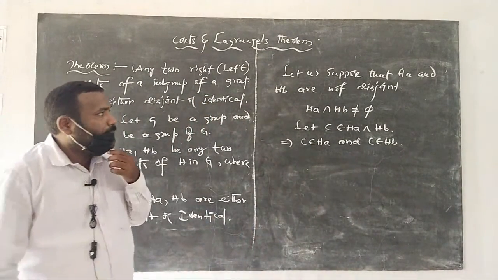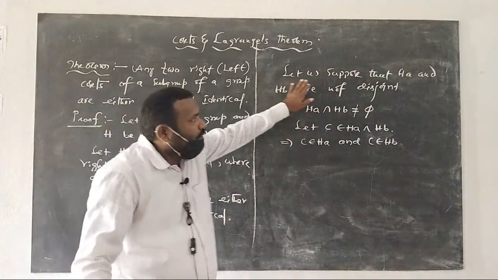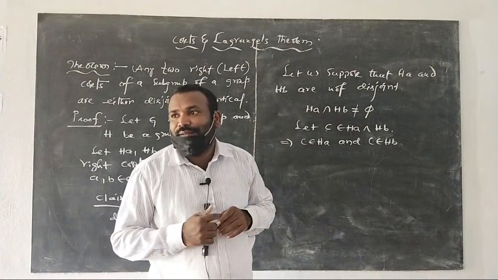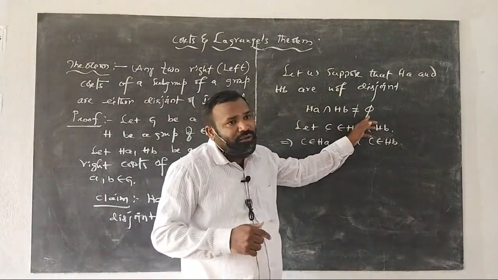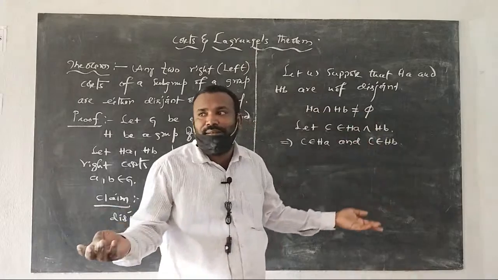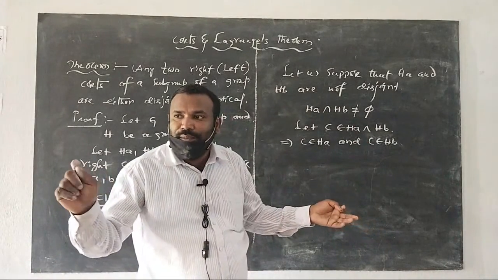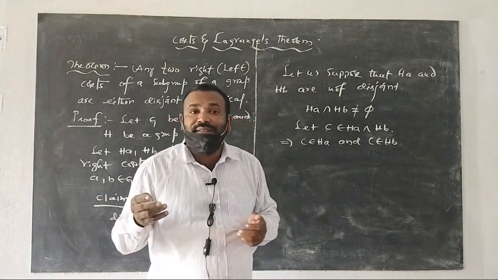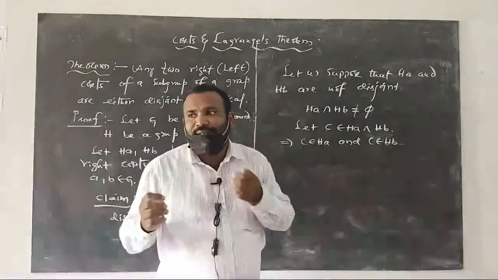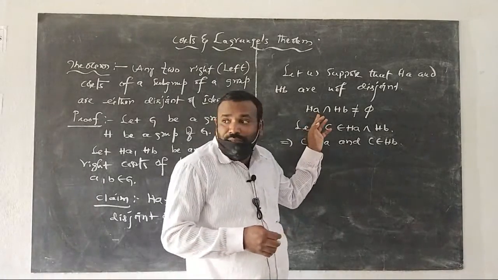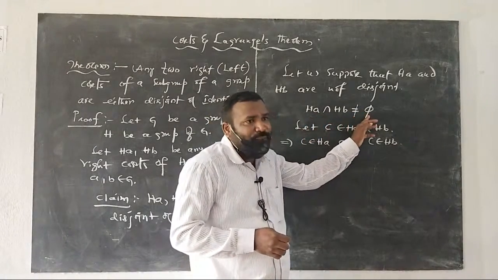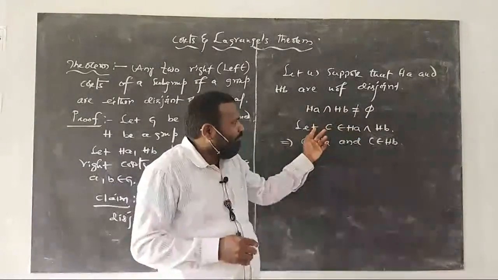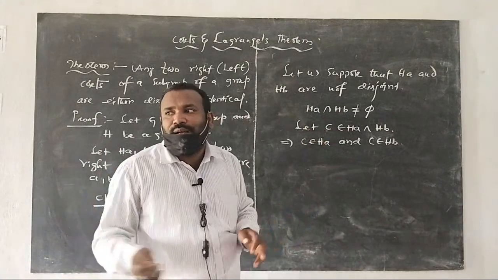Okay, so we started with HA and HB are not disjoint, so their intersection is non-empty. Empty means disjoint. If A intersection B is equal to phi, the empty set is denoted by phi. The empty set has no elements. So HA intersection HB is non-empty, which means HA and HB are not disjoint. Since it is non-empty, there exists at least one element in common.